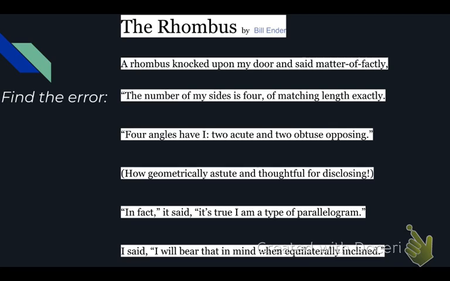So it says here, find the error, not necessarily an error, but maybe something that might not be true. So take a second, see if you can figure out what that might be. Which of these things might not be true for a rhombus?